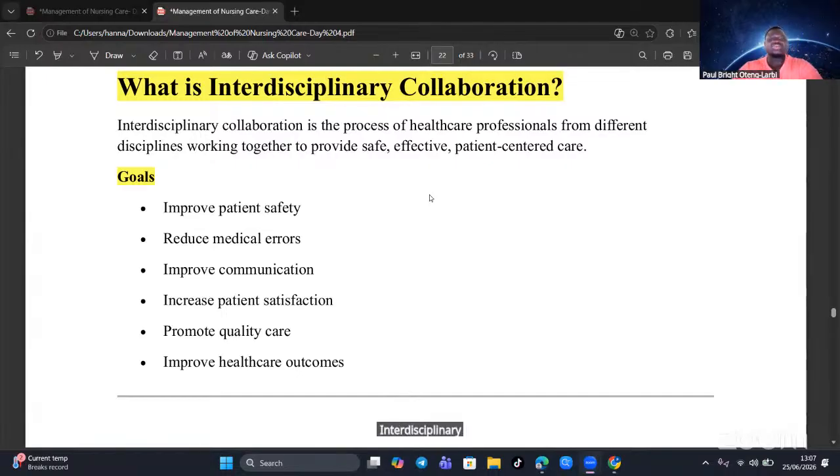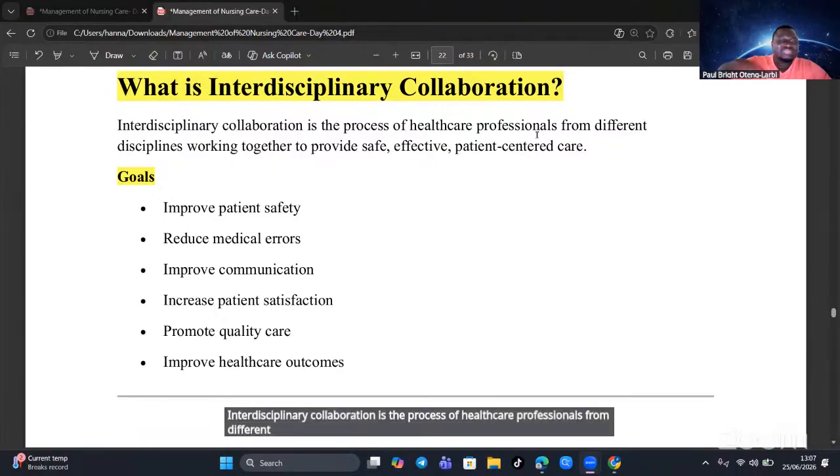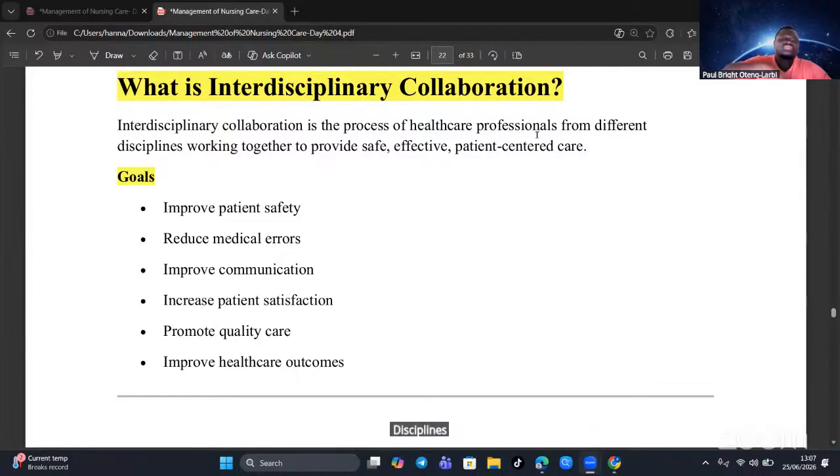Interdisciplinary collaboration is the process of healthcare professionals from different disciplines working together to provide safe, effective, and patient-centered care. So why do we have to collaborate? What is the goal? What is the aim? To improve patient safety, to reduce medical error.